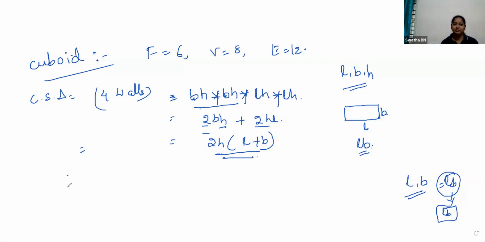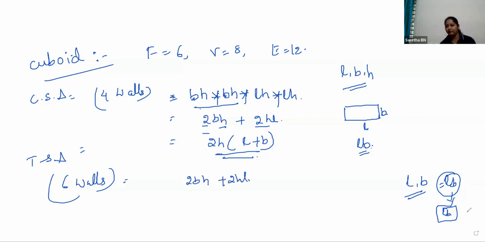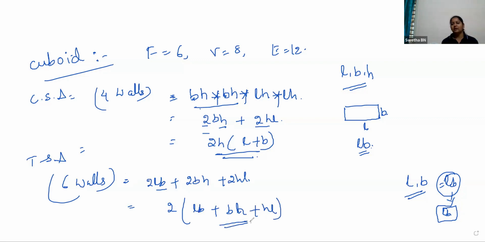Okay, let us see for 6 walls, that is, the total surface area. Already we have 2BH plus 2HL, and here we have discussed LB plus LB is 2LB. Panchami, are you getting it? Yes, ma'am. So what is common here? 2 is common in all. So 2 into (LB plus BH plus HL). This is the total surface area of a cuboid.